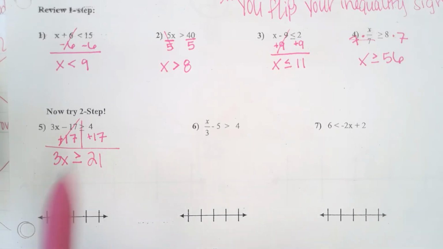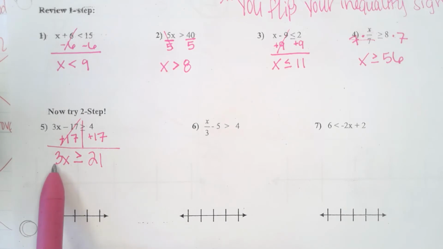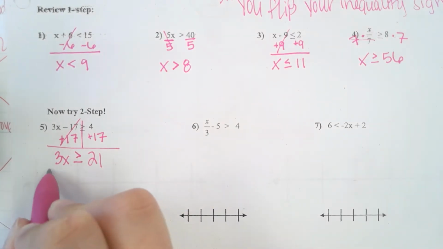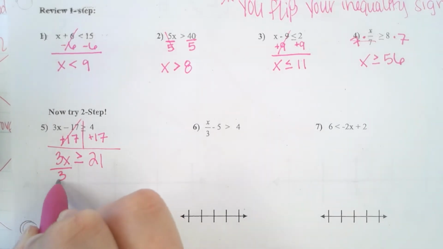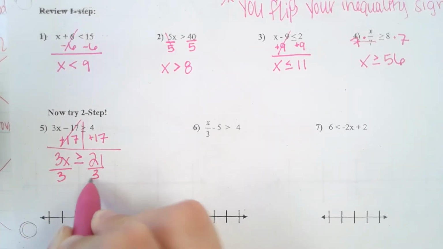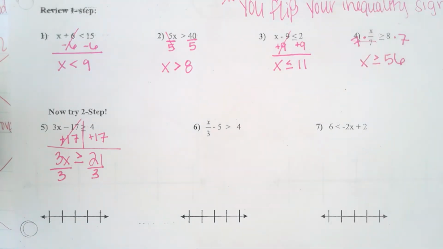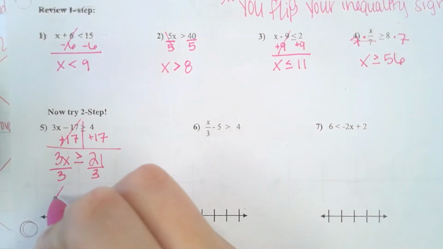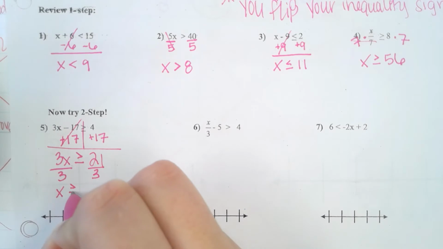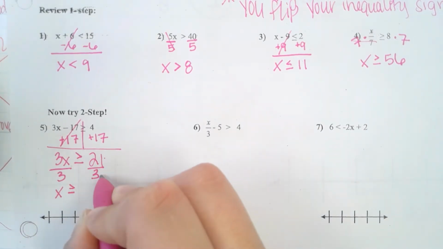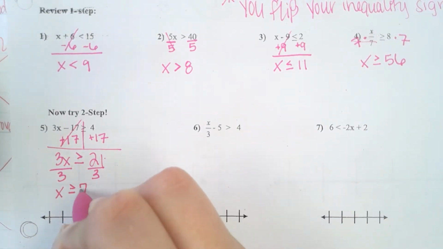All right, and then our last step to get x by itself is to get rid of this 3. So since the 3 and the x are multiplying right now, the opposite of multiplying is dividing. And then I always tell my students, whenever you get to this last step, did we divide by a negative? No, so we are not going to flip our inequality sign. So our answer is going to be x is greater than or equal to, and then 21 divided by 3 is 7. Okay?